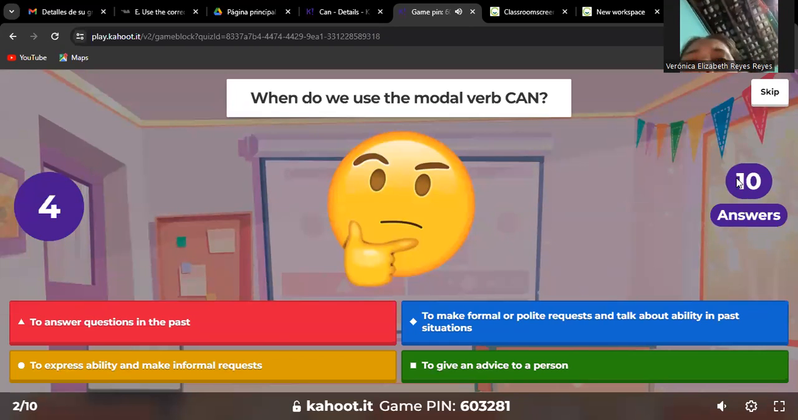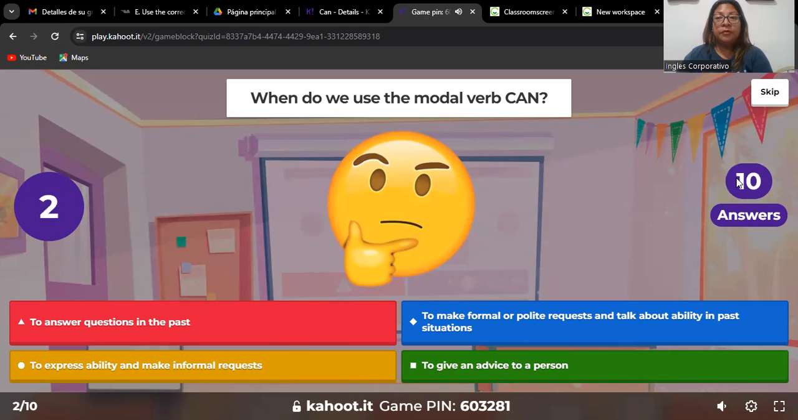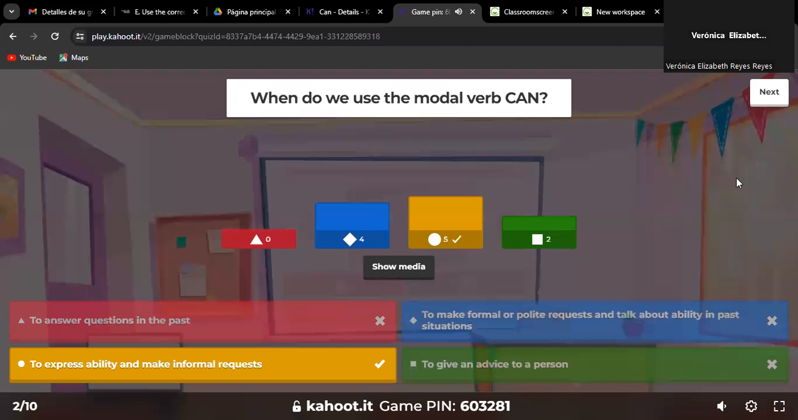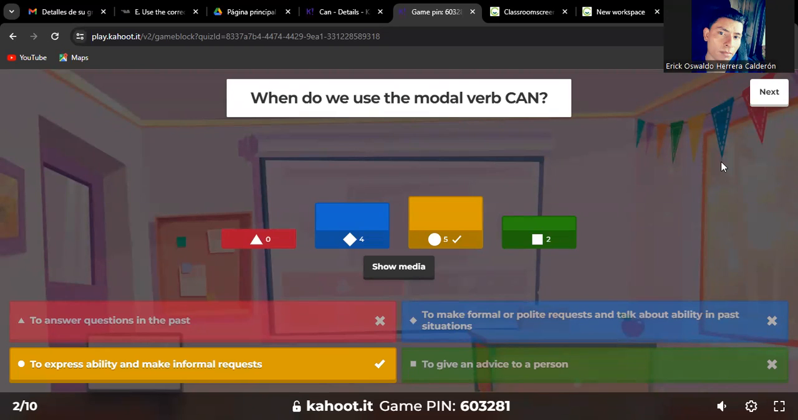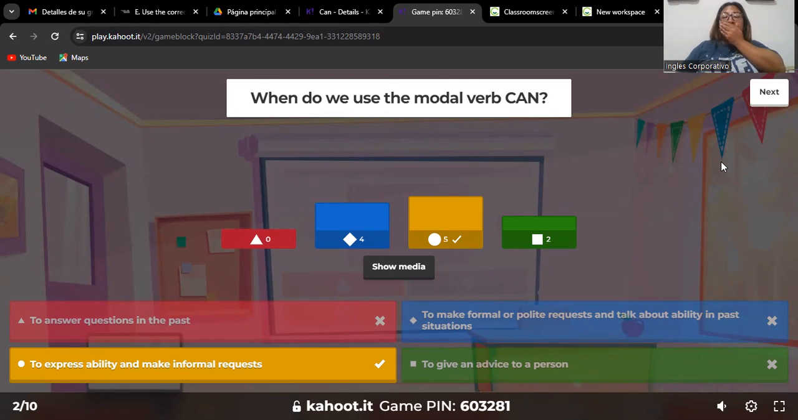Teacher, tengo un problema. ¿Qué le pasó? Yo presiono y no me da ninguna opción. A mí igual me cuesta que cargue. ¿En la aplicación, en el teléfono o en el mismo dispositivo? En la aplicación del teléfono. Es probable de internet connection.